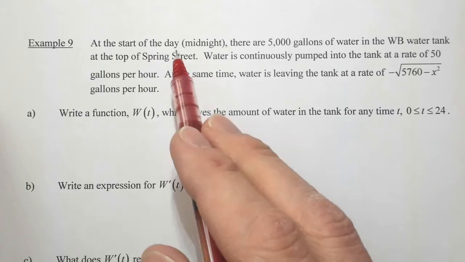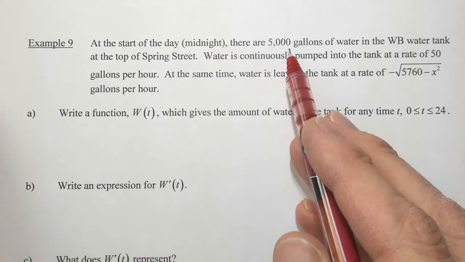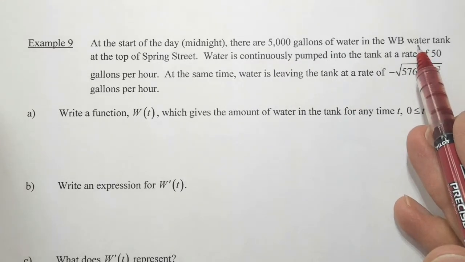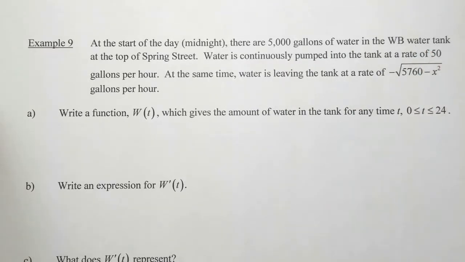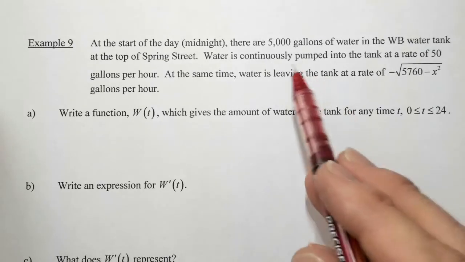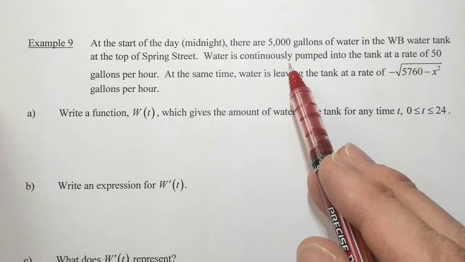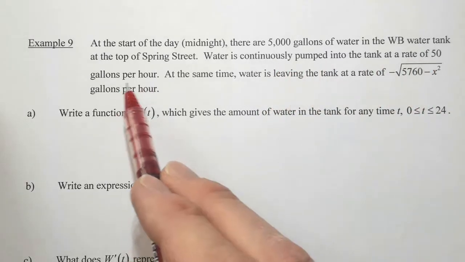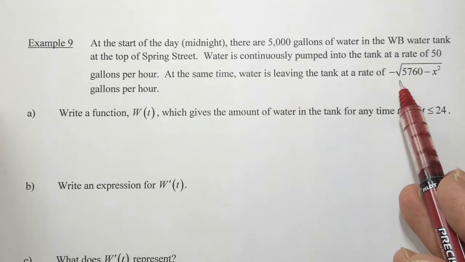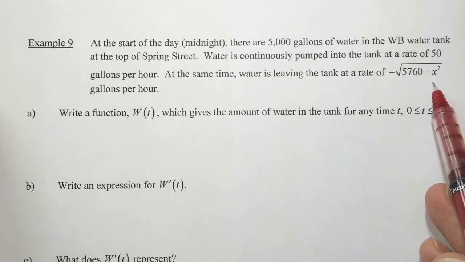With example number 9, we see at the start of the day there's 5,000 gallons of water in a water tank. And this is a type of problem that the College Board really likes because for some reason they just use water tanks over and over again. But mostly it's because we can have water being pumped into the tank, and that's the case here, 50 gallons per hour, and water leaving the tank, and that's the case here, negative square root 5,760 minus x squared gallons per hour.